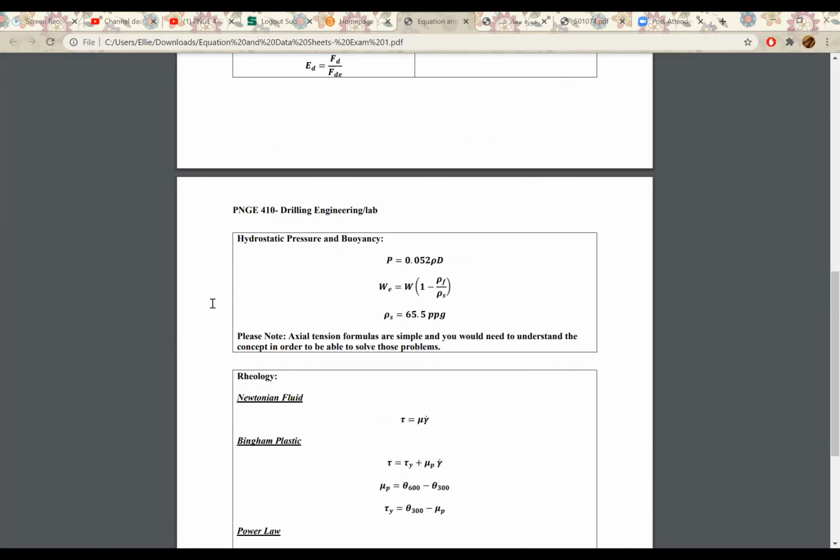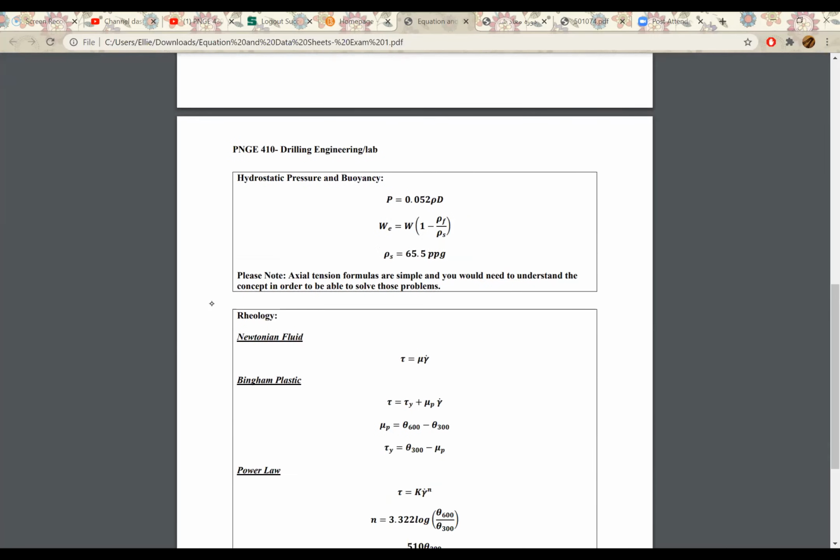That's one part. Another part is the hydrostatic pressure and buoyancy force, which is connected to the axial tension calculation. You saw how we did the axial tension calculations, right? There is no specific equation. It's just that you know how to calculate the buoyancy force, how to calculate the weight of the casing, and calculate the total summation of all those forces at any depth that you want.